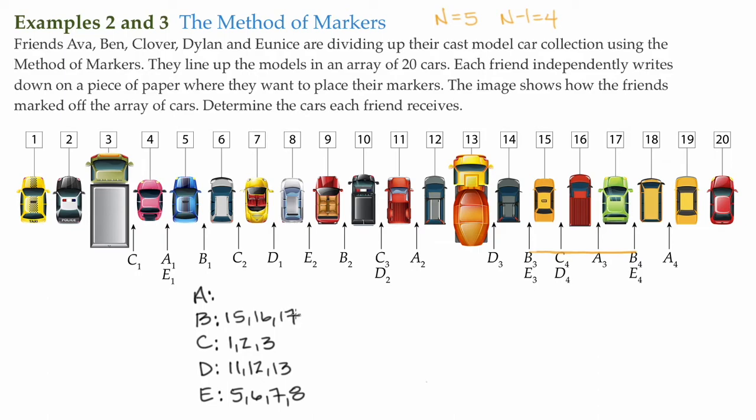And finally, Ava is the last player who hasn't been awarded anything, so she's going to get her last section here. And of course, that's going to go from her fourth marker to the end of the array, so she's going to get cars 19 and 20.